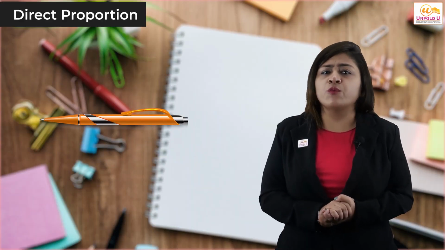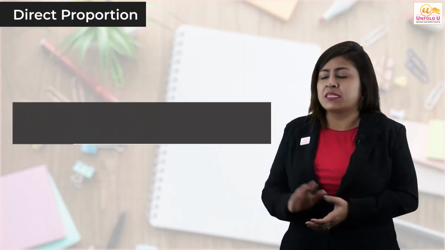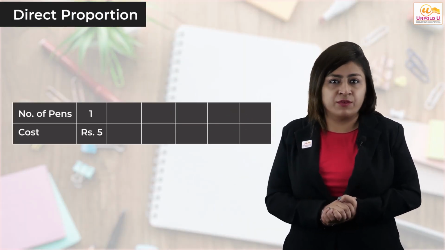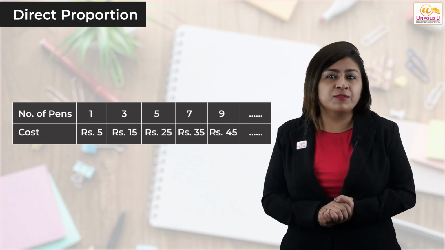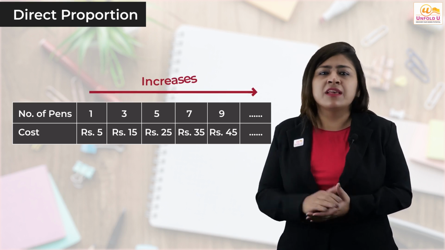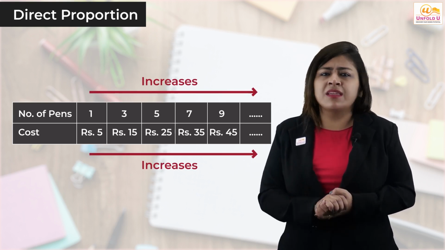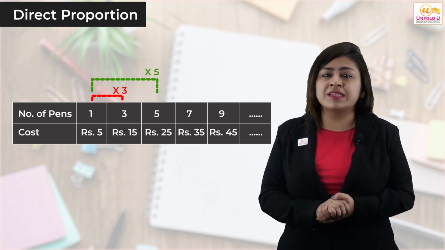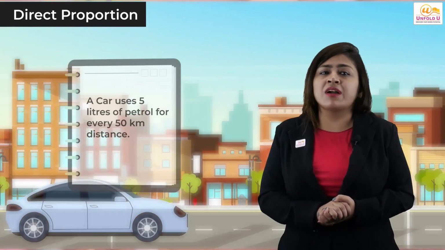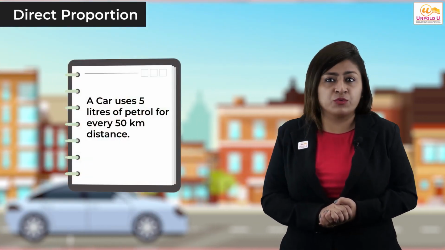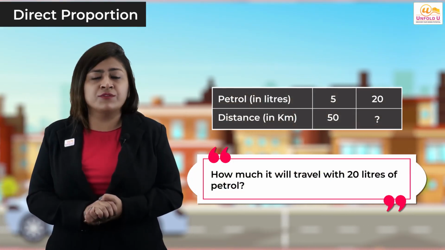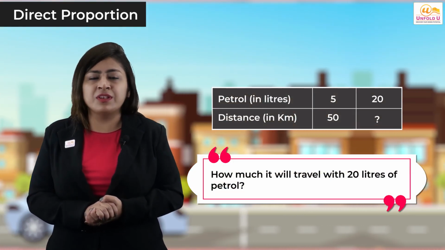Suppose that the cost of one pen is ₹5. Study the table where number of pens and the corresponding costs are given. You see that more the number of pens, more the cost. As the number of pens increases, the cost also increases in a manner that the amount of the increase remains constant at each step. Let's now suppose you have a car that uses 5 liters of petrol for every 50 kilometer distance. Then can you tell how much it will travel with 20 liters of petrol?